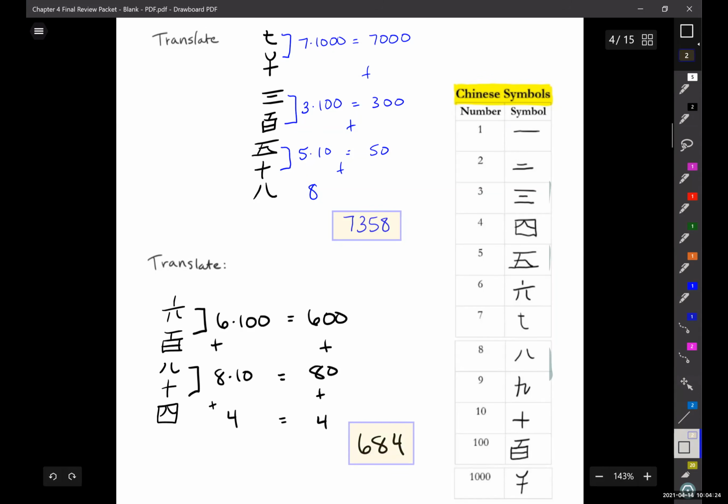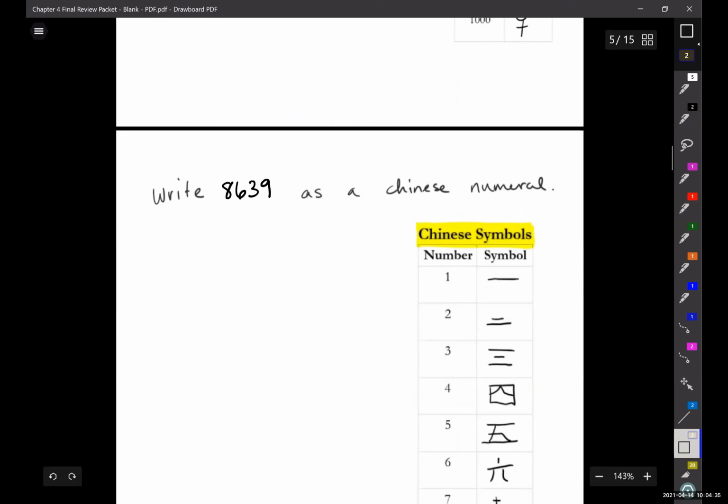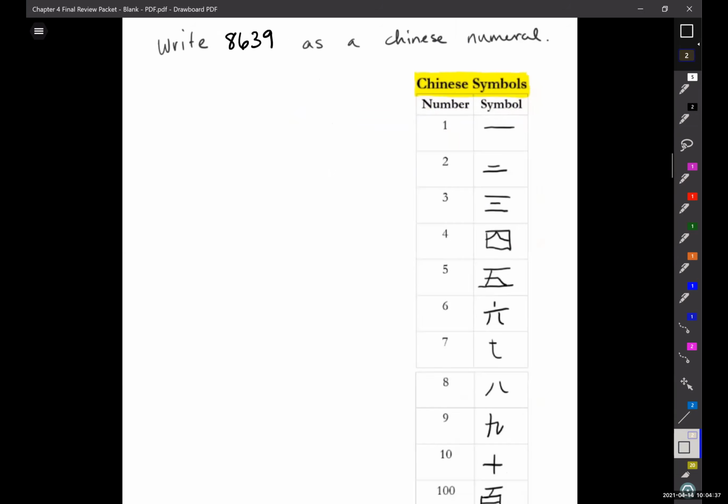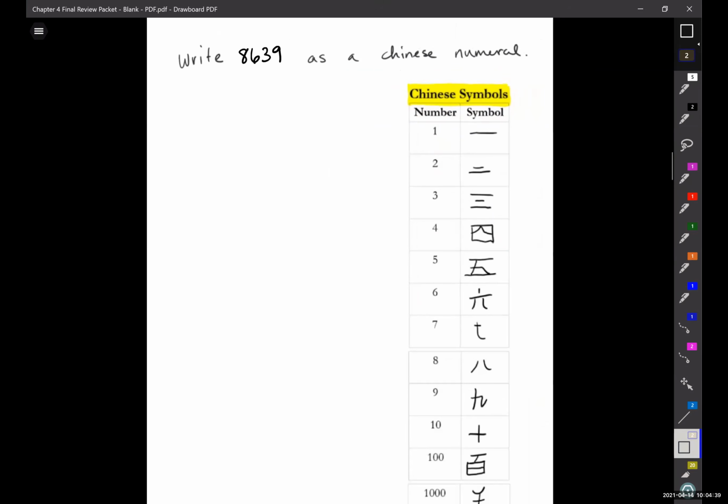Now, next up is just the reverse of this idea. Take something in our number system, break it into what powers of 10 it uses, and then write this multiplier times this power of 10 stacked from highest to lowest. So if everybody would take a moment to write 8,639 as a Chinese numeral.